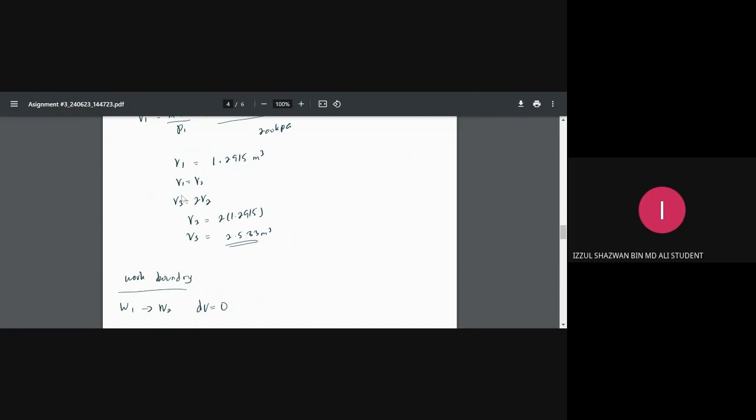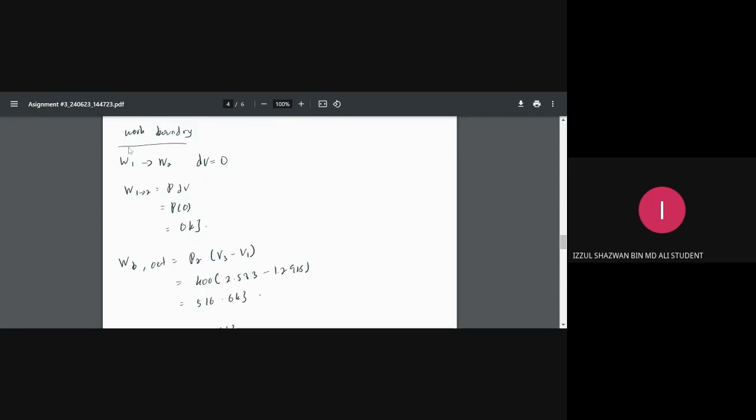Since we know volume 1 and volume 2 is constant, both are the same. So V3 equal to 2 V2, since at volume 3 it will become 2 times volume 2. So we find volume 3 by making it 1.2915 times 2, and we get the final volume, 2.583 meter cube.